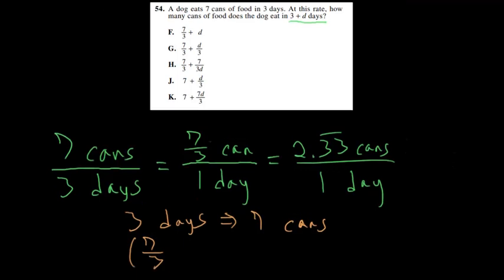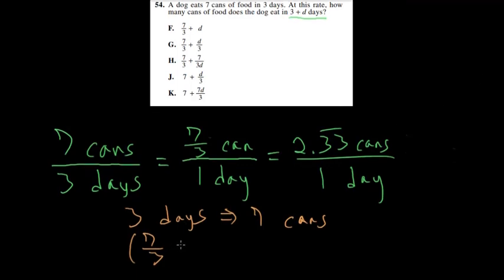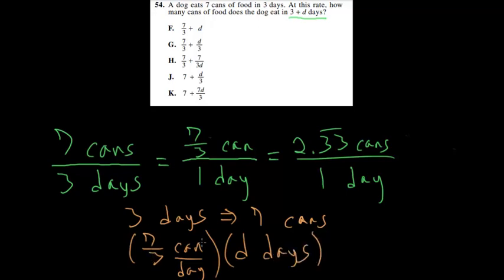Let me make a little bit more room. 7/3 of a can per day, and then all we have to do is multiply it by the number of days. Or in our case, since we're just using D for days, we can just multiply it by D. So 7/3 of a can per day multiplied by D days would be 7 times D over 3. And that's in cans. So in D days, the dog will eat 7D over 3 cans.